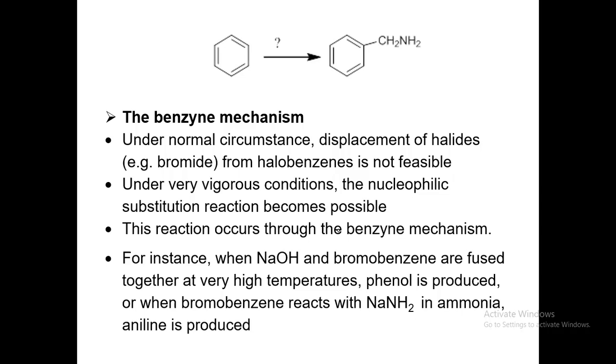But in this instance, we are subjecting it to very vigorous conditions. Take care. We are saying very vigorous. Good. Now, when you expose the compound to very vigorous conditions, then nucleophilic substitution becomes possible. So we are saying under normal circumstances, displacement of halide, for example bromide, from halobenzene is not feasible. But under very vigorous conditions, the nucleophilic substitution reaction becomes possible. So RIP. Sorry. The reaction occurs through the benzyne mechanism.